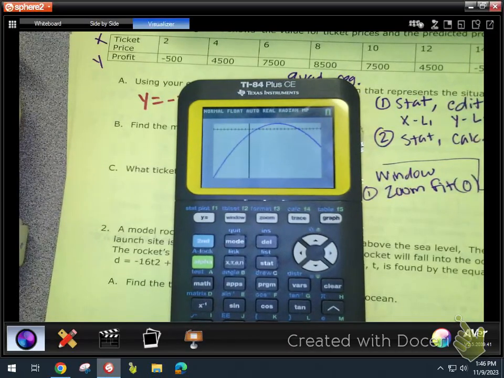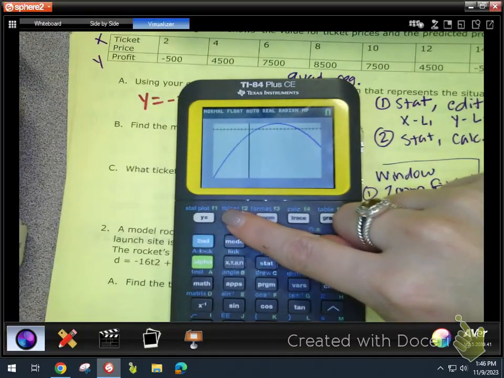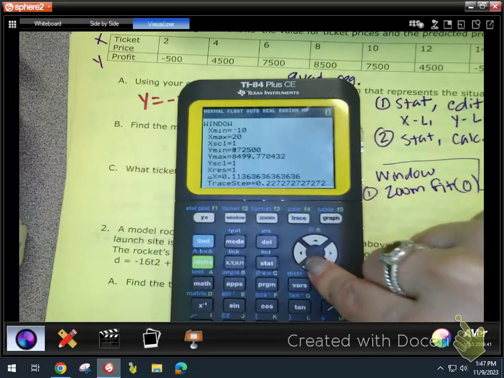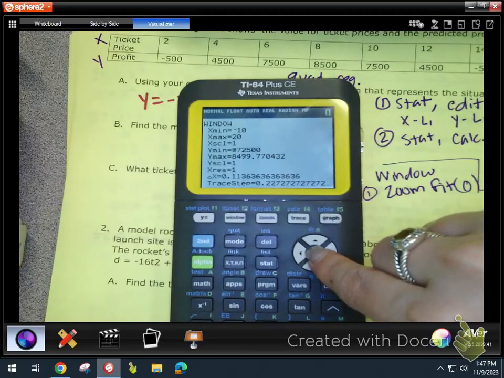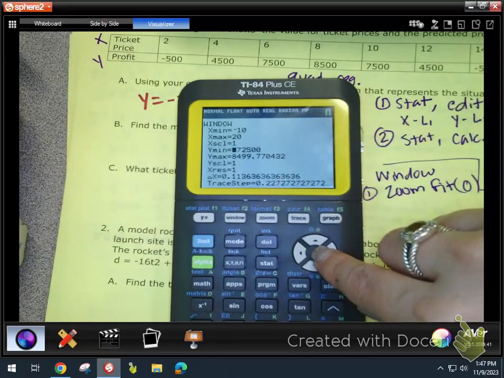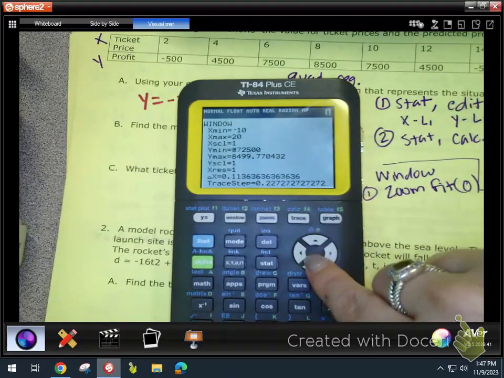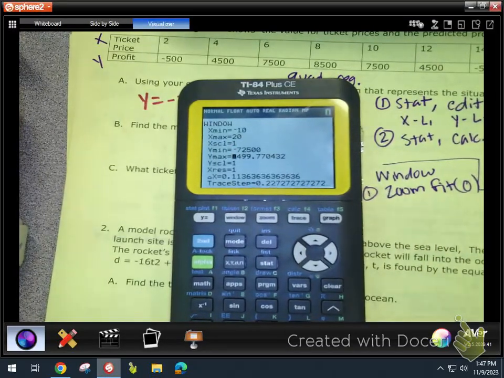Here's one thing: I love Zoom Fit if you're totally lost, but I also hate Zoom Fit sometimes. I'm going to go back to window. Everyone go back to window. Your Zoom Fit will make your Y minimums insane. Look at our Y minimum. Mine is at negative 72,500. That's obnoxious. My Y maximum is at about 8,500. I would like a little more wiggle room at the top, so I'm going to bump that. Your Ys can go pretty big. If I want to bump that up, let's say 10,000.